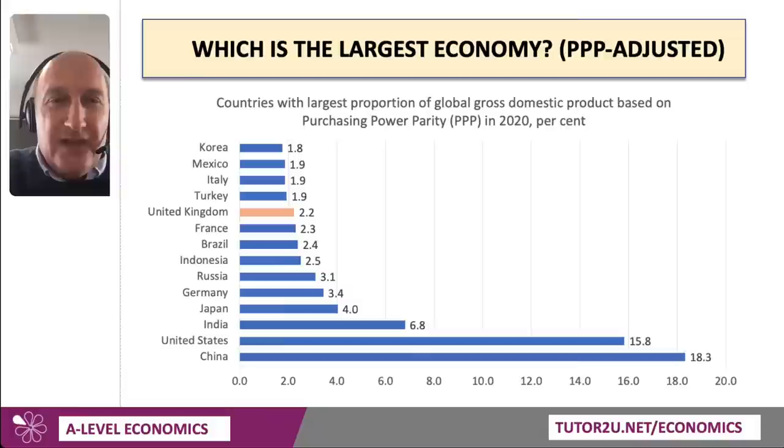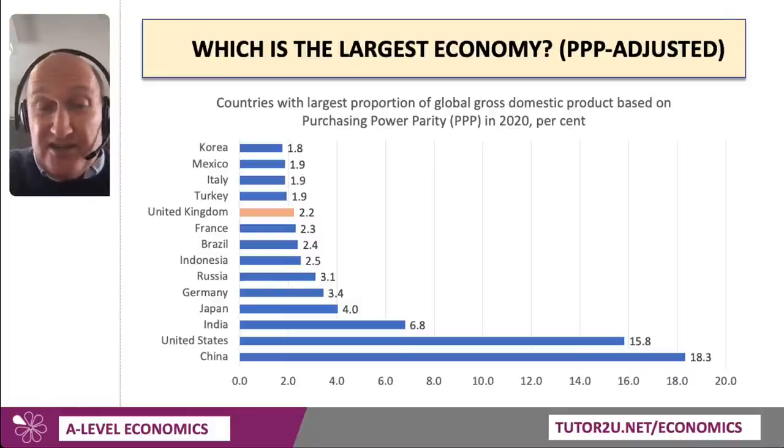Well, here's the answer. On a PPP basis, the answer isn't even close. On a PPP basis, the answer is China. China is the world's largest economy with 18% of global GDP. Of course, at market exchange rates, it's well below the United States. USA goes up to about 20% of the world economy.